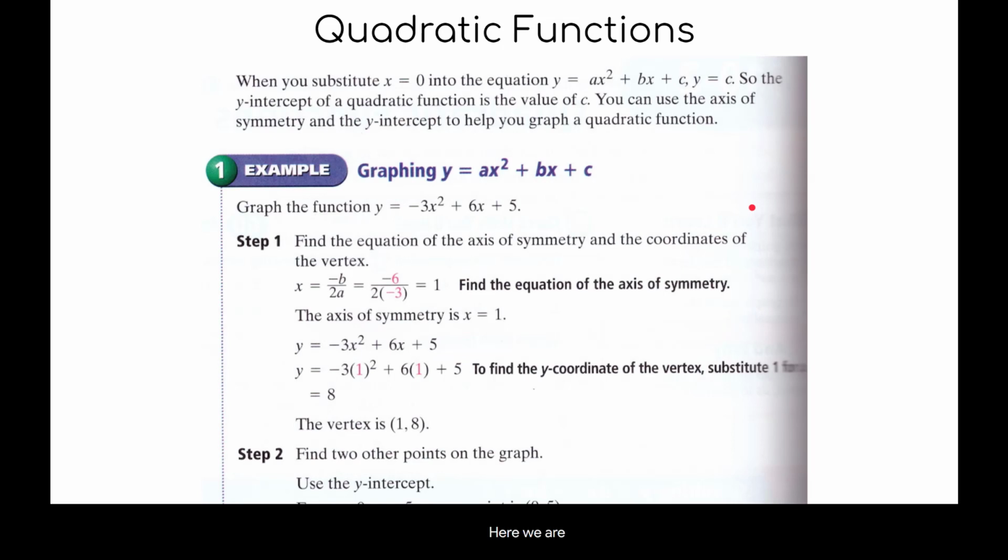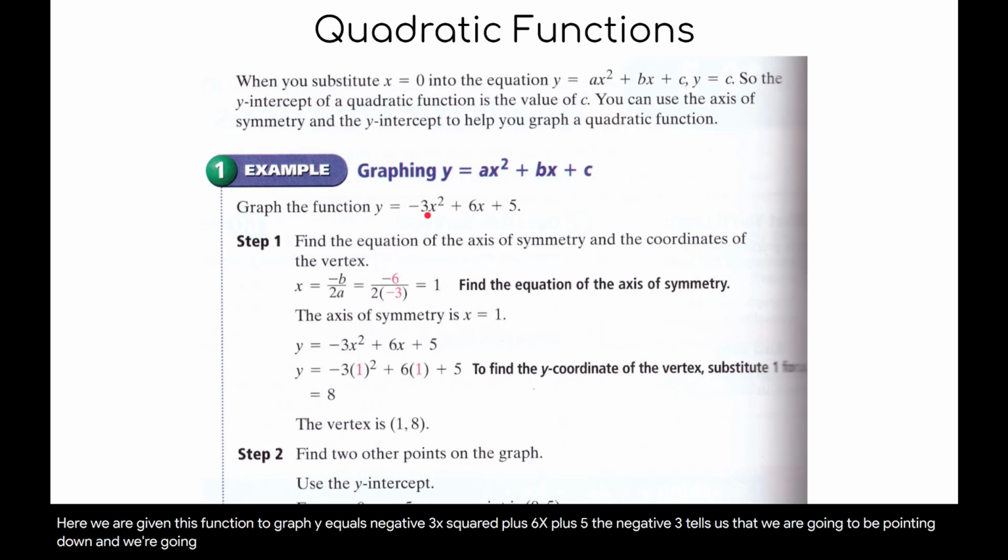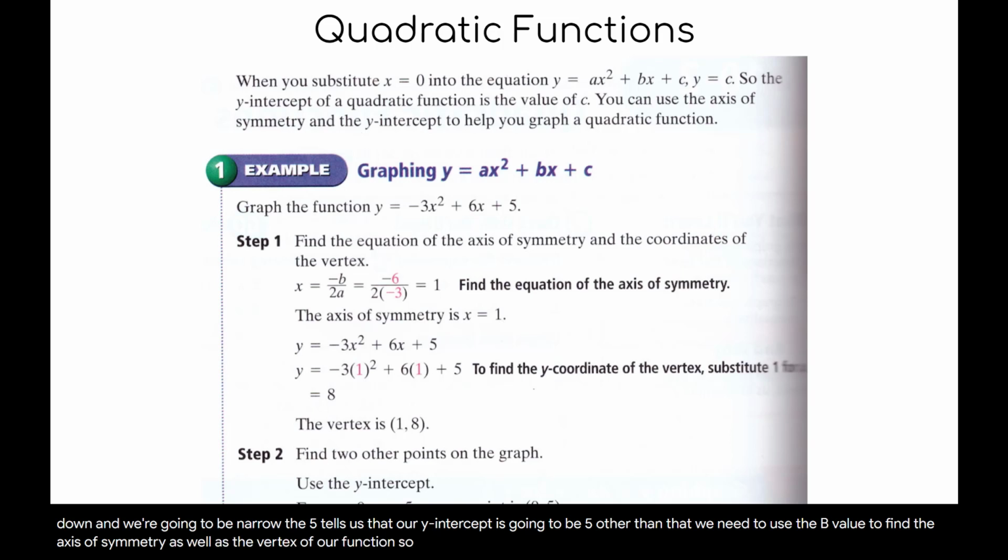So here we are given this function to graph, y equals negative 3x squared plus 6x plus 5. The negative 3 tells us that we are going to be pointing down and we are going to be narrow. The 5 tells us that our y-intercept is going to be 5. Other than that, we need to use the b value to find the axis of symmetry as well as the vertex of our function. So first thing we need to do is say, hey, wait a minute, how do I find the axis again? Oh, it's that negative b over the product of 2a.